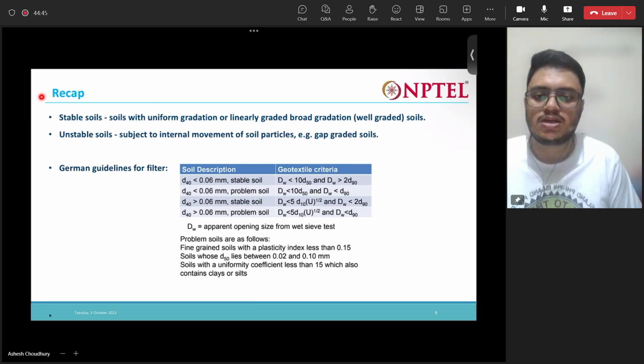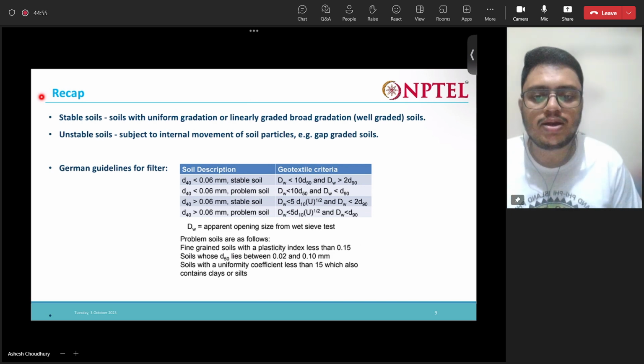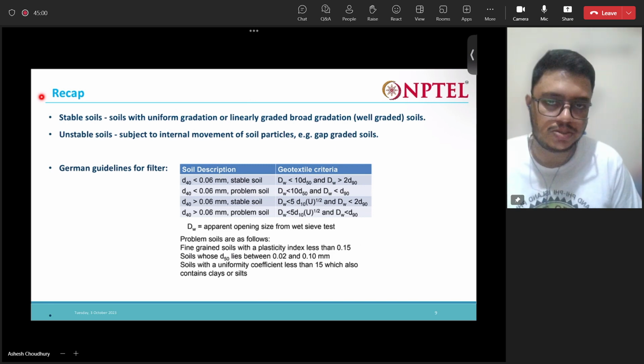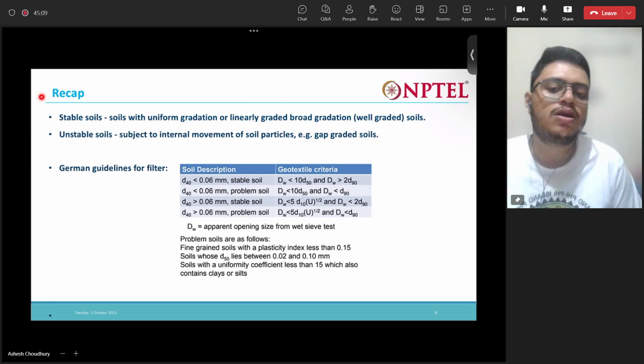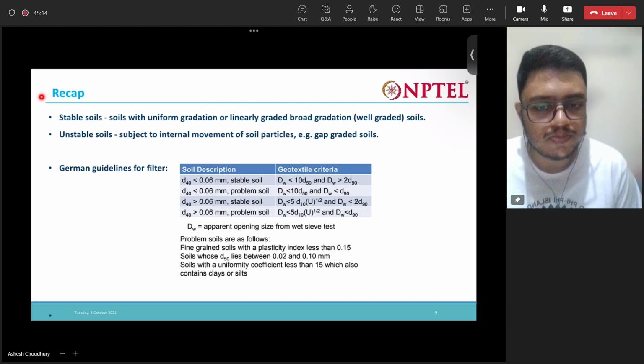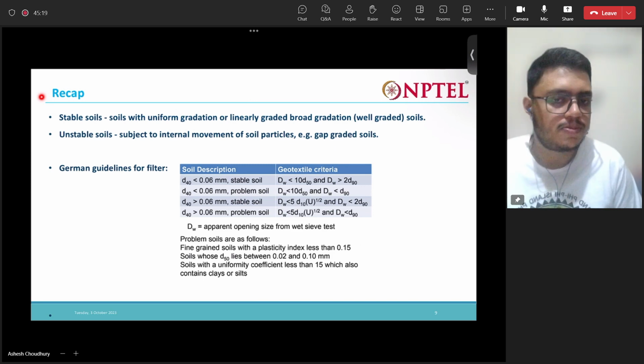So uniformly graded or broad or well graded soils, those are stable soils. How will you get to know that the soil is uniformly graded or well graded? You can know this from the grain size distribution of the soil. So the soils are stable which are uniformly graded or well graded. Well graded means equal portions of all sizes of particles are present in the soil.